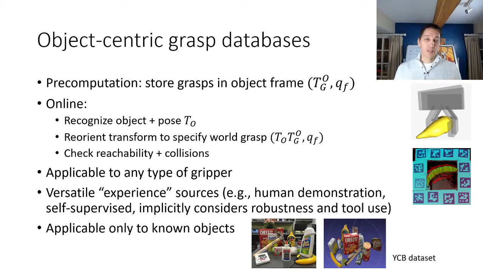So one type of grasp planner that we're going to be looking at that's quite versatile is the object-centric grasp database. The idea is that in a pre-computation phase, we can store grasps in an object's local frame. And these grasps will then online be used to derive world space grasps using an object pose recognizer. Basically, when we see an object that we've seen before, we'll translate and rotate the grasps that we've pre-computed into the world space. Now, it boils the job of the grasp planner down to checking whether those are reachable and whether they're collision-free gripping locations.